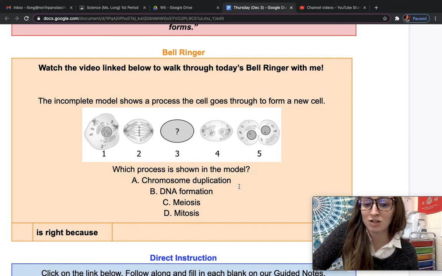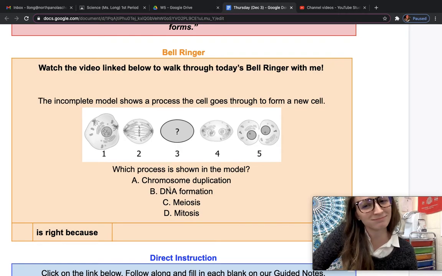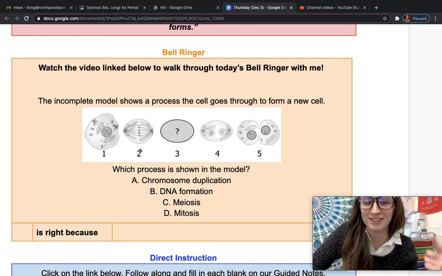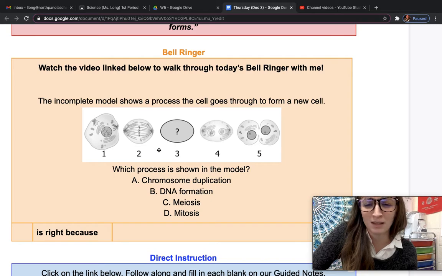We have chromosome duplication, DNA formation, meiosis, and mitosis. Now, if this were showing chromosome duplication, we would be looking at just chromosomes copying each other. And we're not really looking at chromosomes here. Like it says, we're looking at a cell. So the whole cell, everything within the cell is going to be copied. So it's not going to be A. DNA formation, kind of same thing as choice A. It's not really looking at just the DNA strands. Remember, that's that double-sided ladder-looking thing. We're not really looking at that right now, are we?